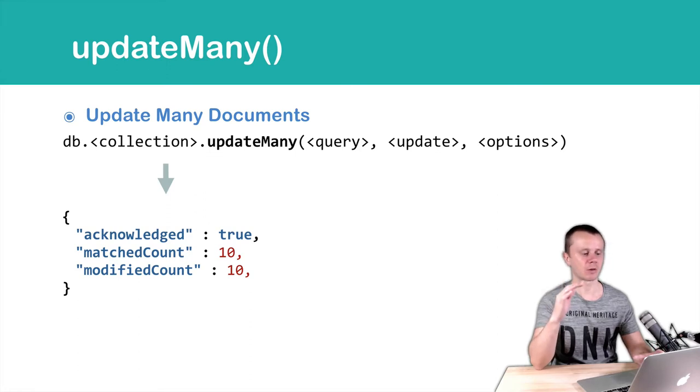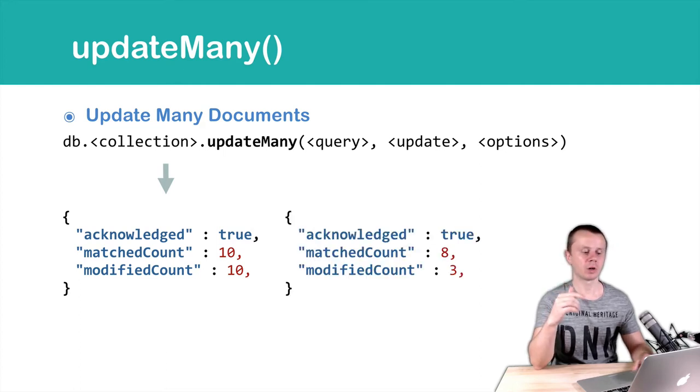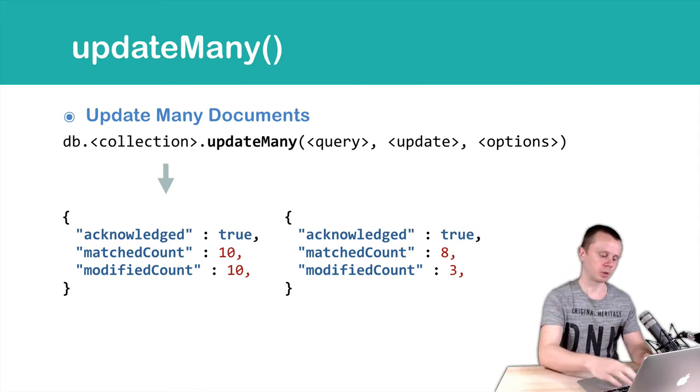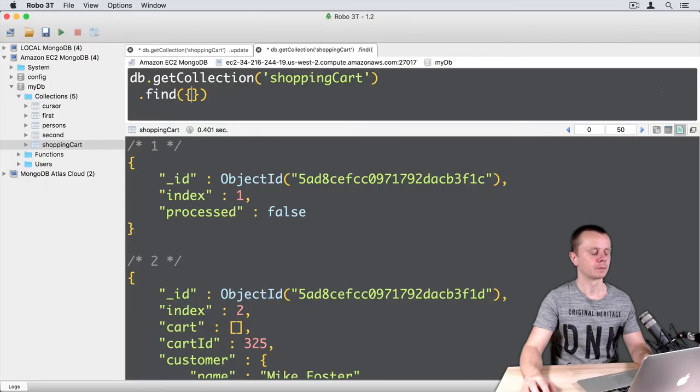It means that the server has found 10 matching documents and all of them were modified. In the second example, we have found 8 documents and just 3 of them were modified. The others don't require any modification. Okay, let's go to the MongoDB shell and try this.